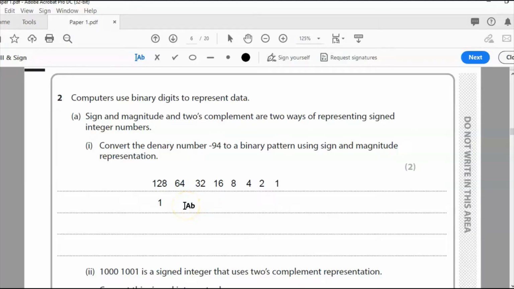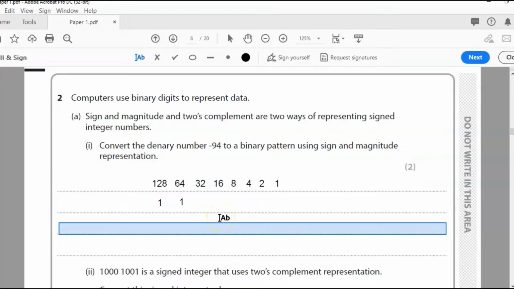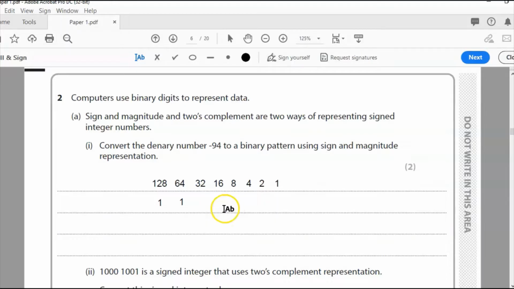If that was 0, it would represent a positive number. So now what I'm going to do is create 94 from these values. So I need a 64, okay. I don't need a 32 because that would give me 96. And remember, we're doing this without a calculator.